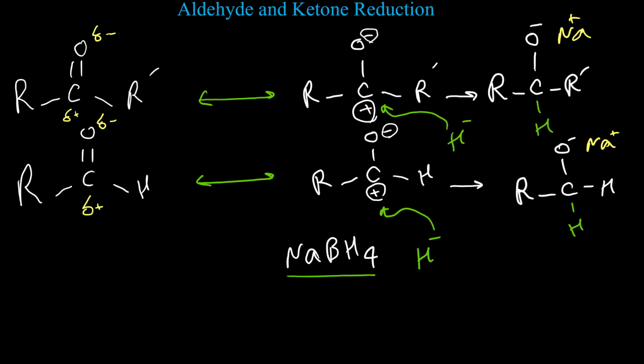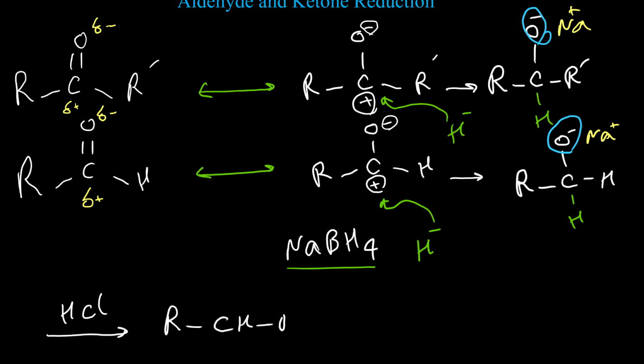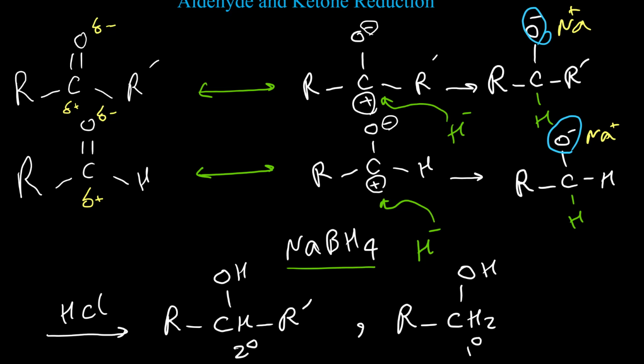So at the end of the reaction, we need to quench our mixture by addition of acid. Normally we use hydrochloric acid or HCl. Then this negative oxygen will convert to OH, and the remaining sodium borohydride also can be quenched with the hydrochloric acid. Then we will have alcohol as a product from aldehyde and ketone. Aldehyde produces primary alcohol and ketone produces secondary alcohol.